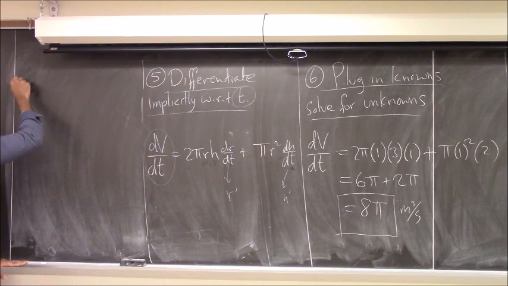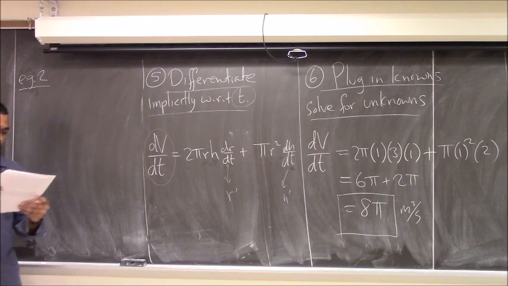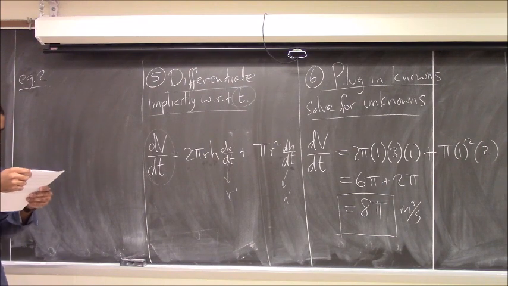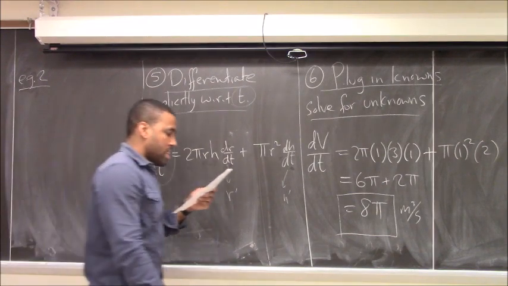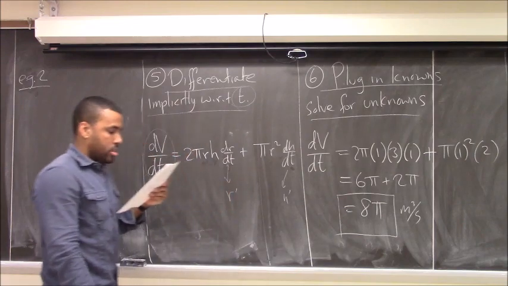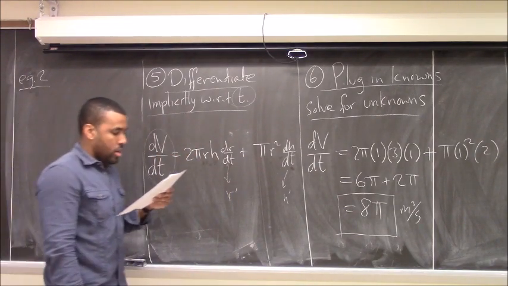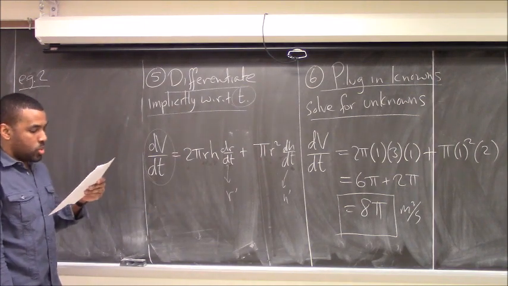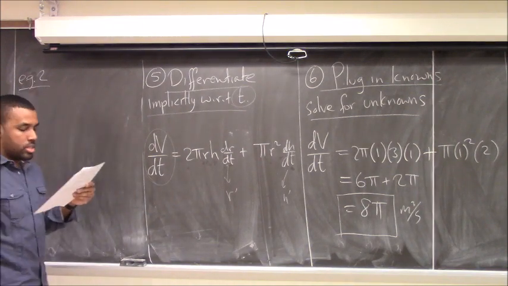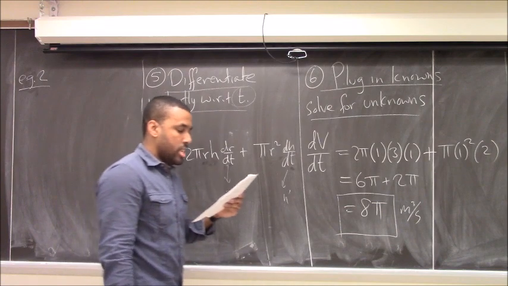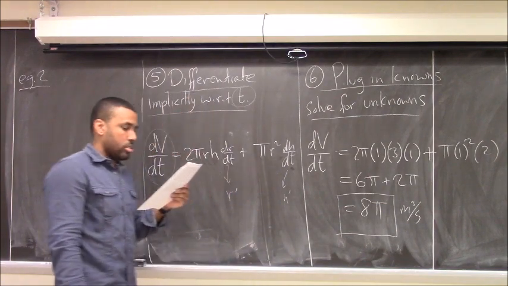Let's go through example 2. The length of a rectangle is increasing at a rate of 8 centimeters per second. Its width is increasing at a rate of 3 centimeters per second. When the length is 20 centimeters and the width is 10 centimeters, how fast is the area of the rectangle increasing?